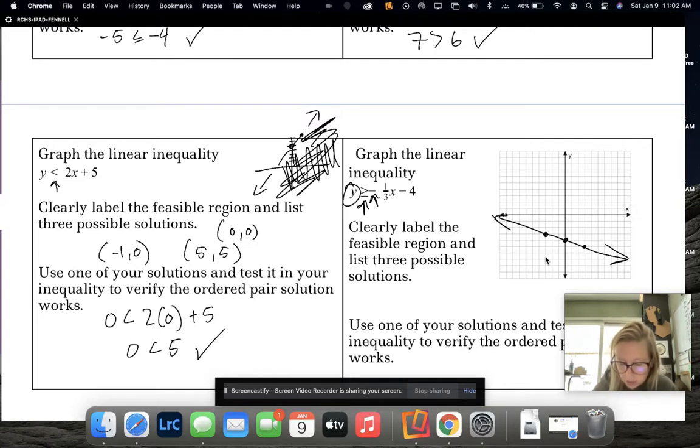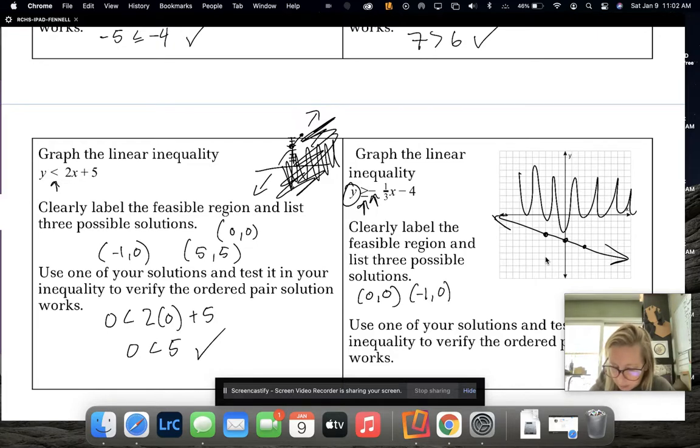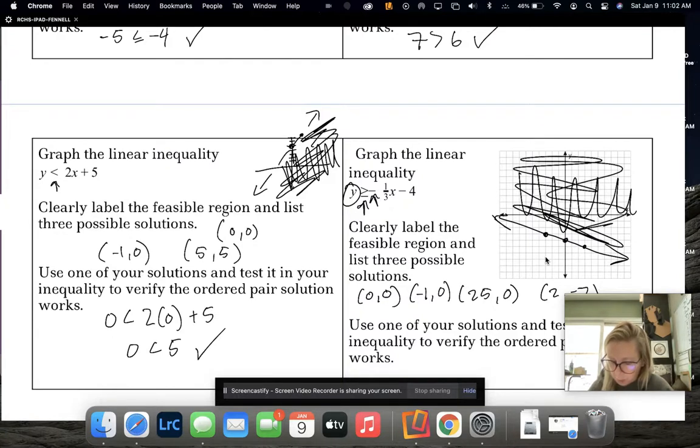In this case, y is greater than, so I want bigger values. I assume that's going to be up here. Again, (0, 0) appears to be in that region. That's my favorite point to test because it's easy peasy. We could also do (-1, 0), or (25, 0), or, I don't know, (2, -2), right? Tons of options. Anything in this feasible shaded region here will do the trick.